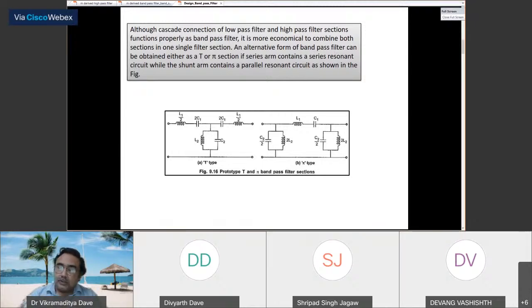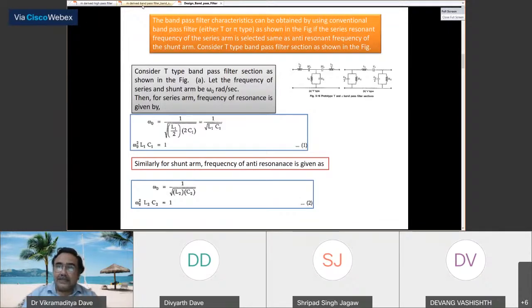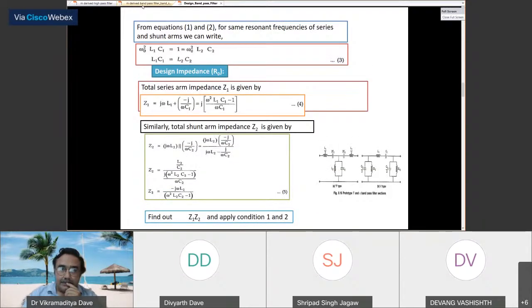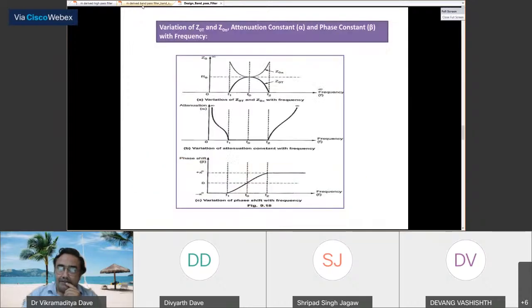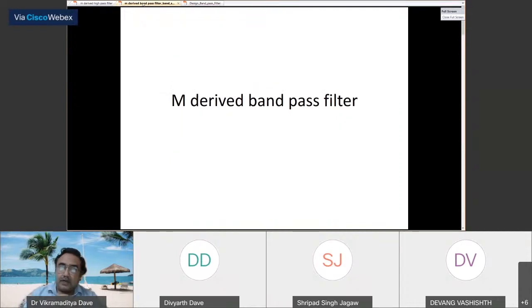With this background, we have considered that the resonance phenomenon will be there, and like this we have found out everything. This is just for your sake that I have run this slide. Now let us come to the M-derived band pass filter. How will it look?